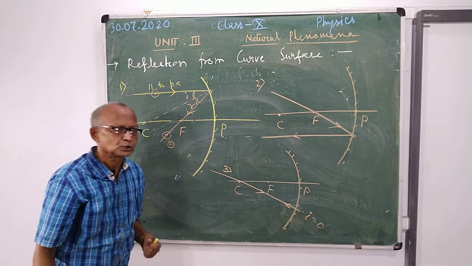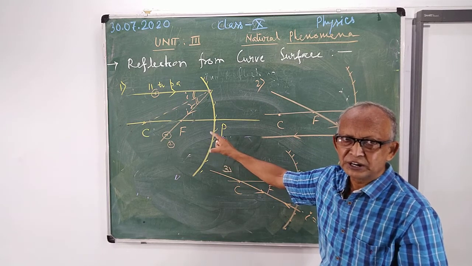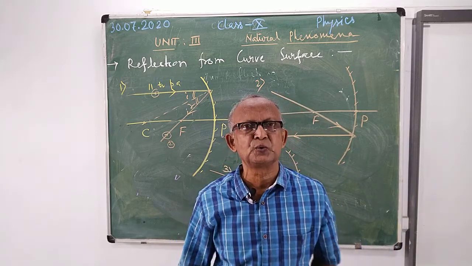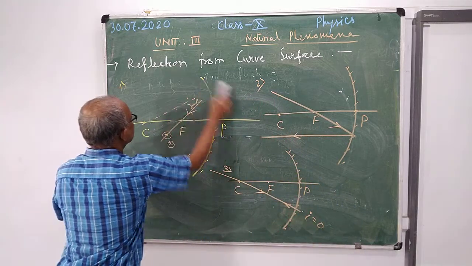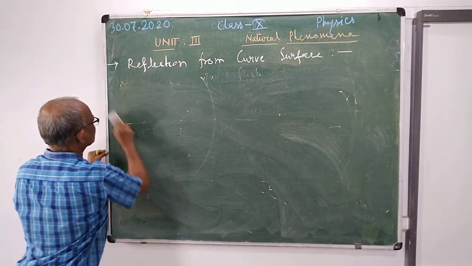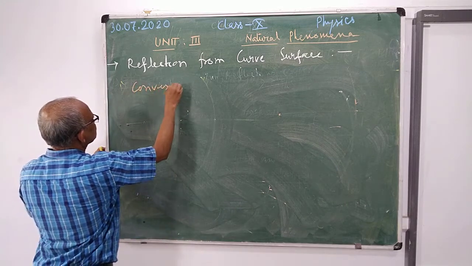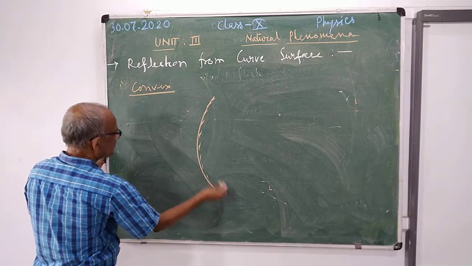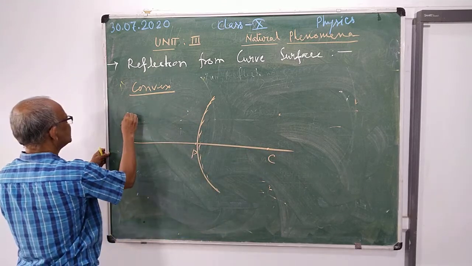You understand? So, dear students, follow these 3 principal rays, incident rays and their corresponding reflected rays. They are very, very useful for drawing the ray diagrams. Okay. Now I am coming to the case of convex mirror. So draw the convex mirror, center of curvature and pole as suggested earlier.